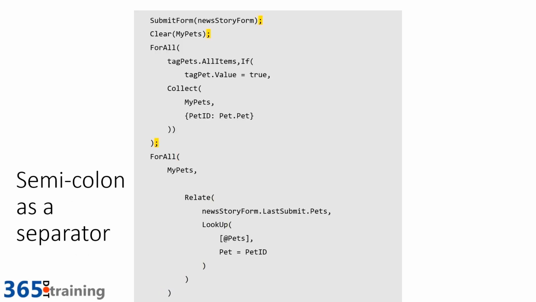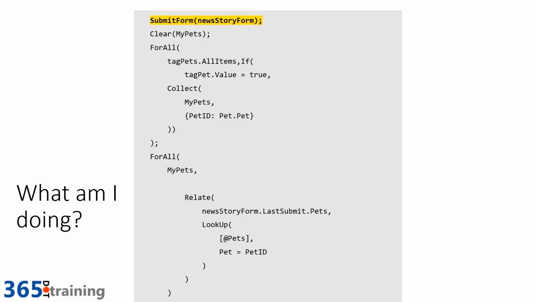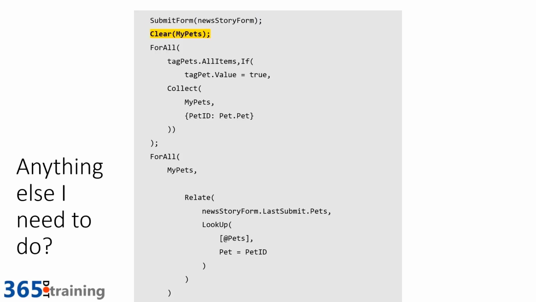Another thing to be aware of are the semicolons. You can think of semicolons as semi-independent items. So the semicolon will separate your complete thoughts from the next complete thought. So let's look at this formula. Very top of the page, submit form, new story form. Okay, easy enough. So the form that we are submitting is called the news story form, and we want it to submit. That submit will take that data that we have and send it to the data source, which in our case is CDS. Next, it says clear my pets.